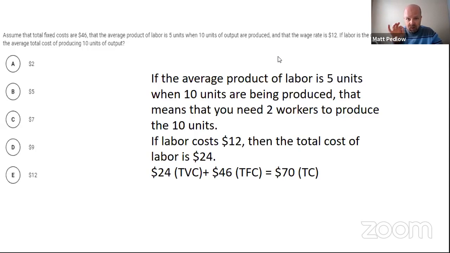We're almost done, but it says what is the average total cost? Total cost divided by quantity. When I'm making 10 units of output, 70 divided by 10 is ding, ding, ding, $7. You guys see how I did that? So you had to figure out it's 2 workers, 2 times 12 is 24. That's the total labor cost, your variable cost. Fixed cost of 46. 46 plus 24 equals 70. And then you just get the average, divided by how much you're producing, quantity.